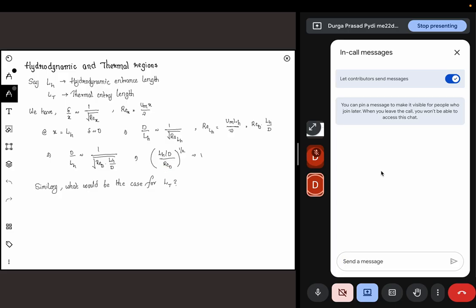So for a given average velocity profile, if L_H by d is of a certain magnitude, then if L is less than this particular L_H, you can consider that to be the hydrodynamic entrance length. Now, if you apply the same argument for, say, L_T, what would change here?